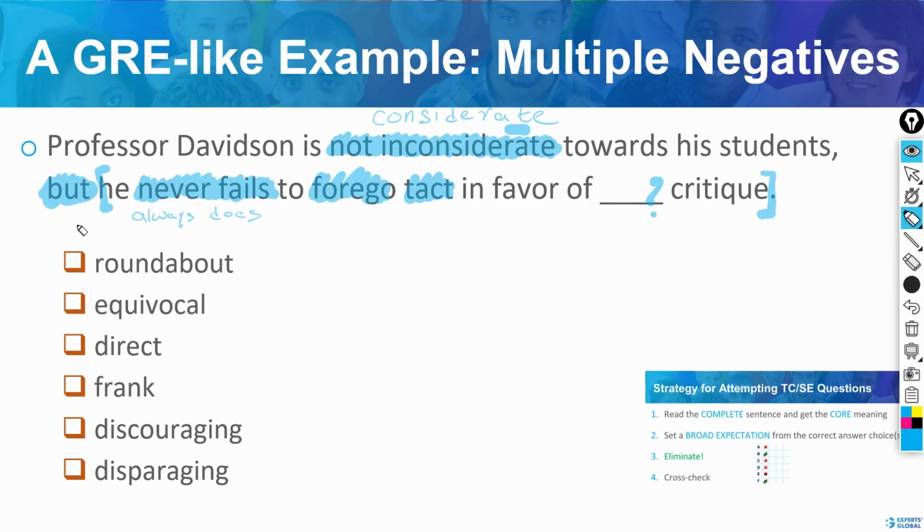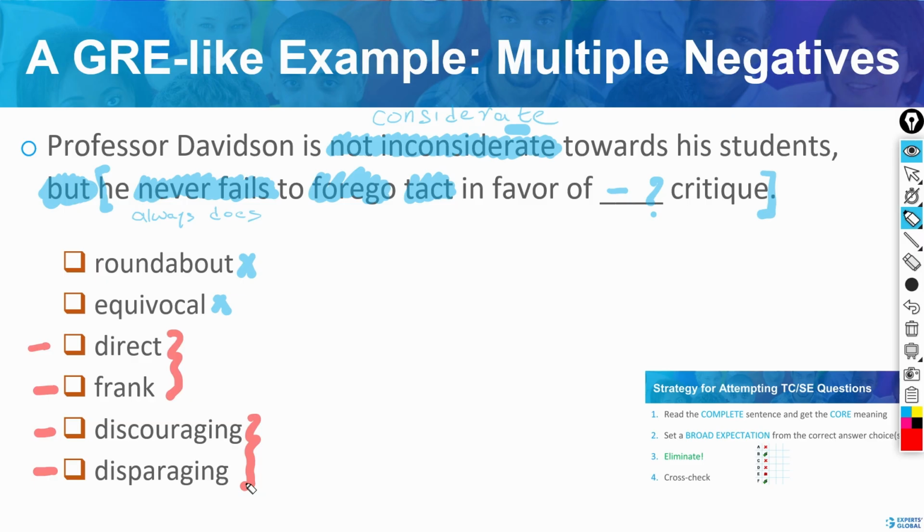So we know it's a negative word here because the nature of critique here is inconsiderate. So choices such as equivocal, roundabout should be eliminated. These are rather tactful choices, which is not tactful. All the remaining four answer choices are negative answer choices. These two form a synonym pair and these two form a synonym pair.